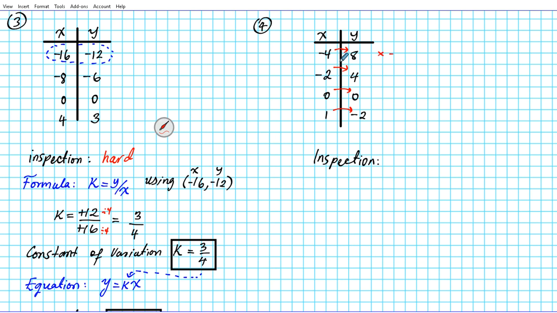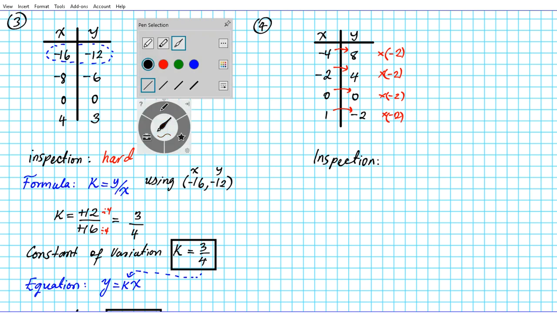So what negative number do you multiply 4 by to get 8? -2, right? What is -2 times -4? 8. So it's -2 here again, and then 0 times -2, and then 1 times -2. So, ladies and gentlemen, just by inspection, we can see that we're multiplying by -2 every single time. This one is not as hard as number 3. So, we can see that by inspection, our constant of variation is -2.